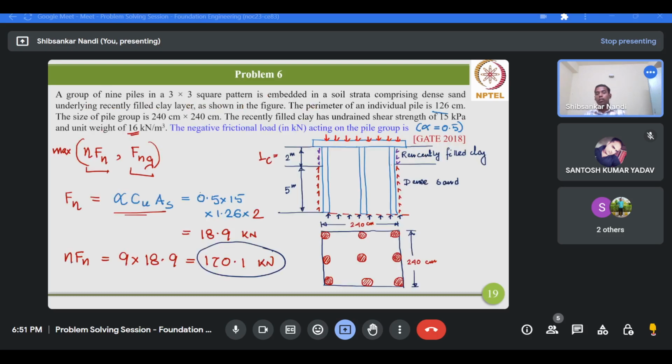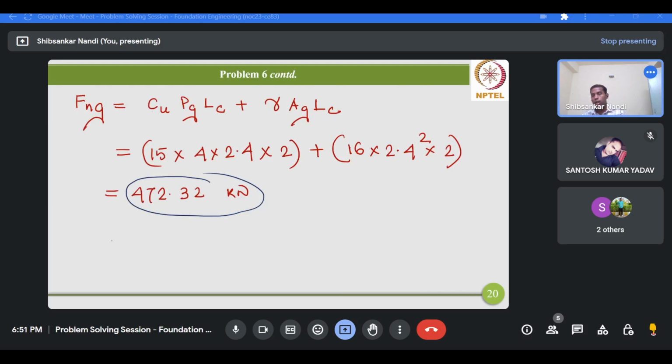Now since this is the driving force, this is not resistant, so to be on the conservative side, the final value would be the maximum of this 171 and 472.32, that is 472.32. This will be the answer.